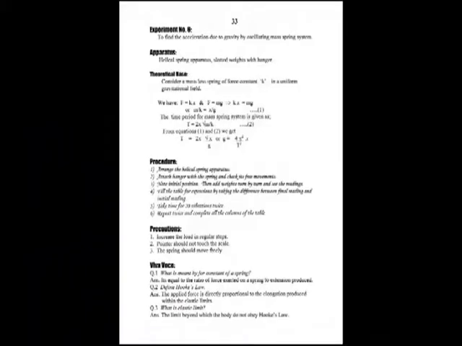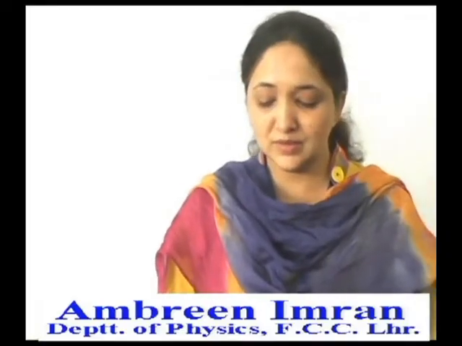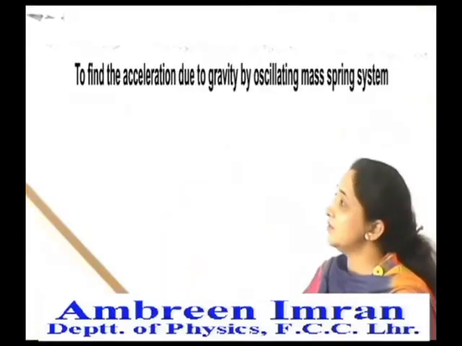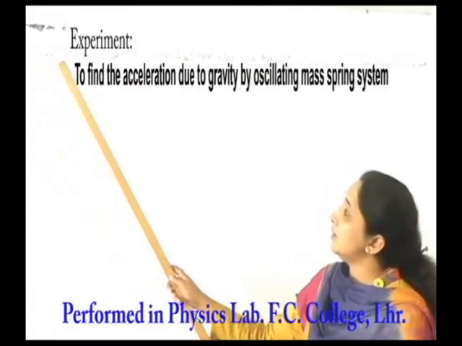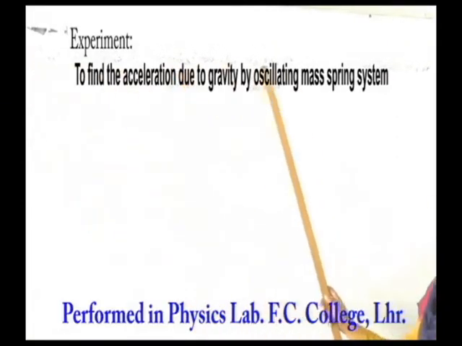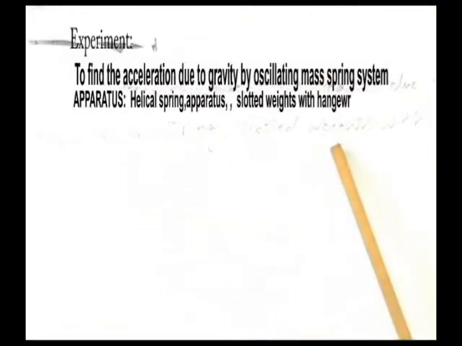Experiment 6 Part A in the practical notebook, left side page of the same experiment. Good morning, students. Today we will perform experiment number 6. The topic of the experiment is to find the value of acceleration due to gravity by oscillating mass spring system. For calculating the value of acceleration, we will use the apparatus: helical spring, slotted weights with hanger.